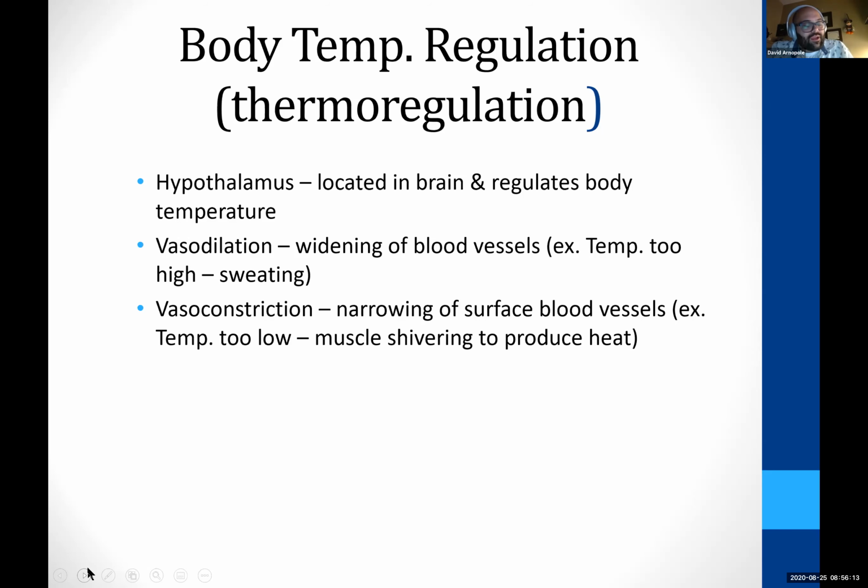When we're talking about body regulation, we're looking at vasodilation and vasoconstriction being two of the main things. We can dilate or widen our blood vessels when we're too hot to give off heat out of that blood area. And then vasoconstriction, we can narrow it and keep the blood in there and help keep the temperature where it needs to be.